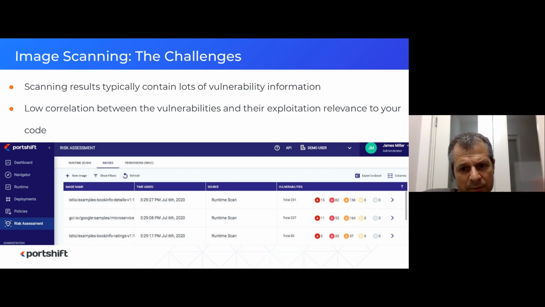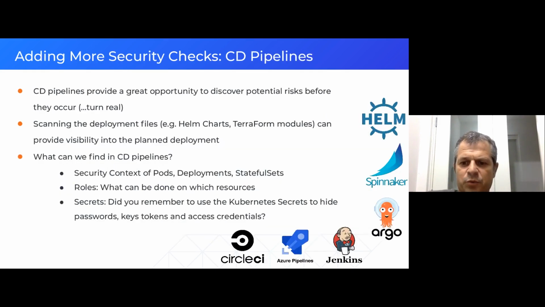So vulnerability scanning is important, but we need to remember it's not the whole picture. It's not the whole thing. There is more that needs to be done, and even in vulnerabilities, not all of them are really critical or really relevant to your code itself. So let's move ahead. What else is on the table? What else can we do?